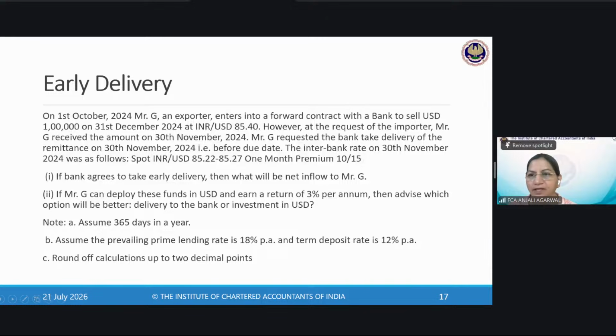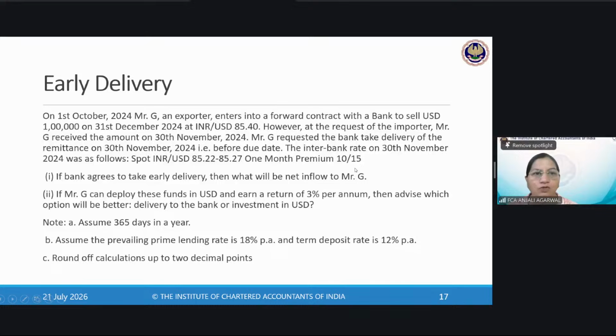The next question that we have is early delivery. So this is your topic on early delivery. What happens when you enter into a forward contract, but you are not able to honor that contract on that date? If you have receivables, your importer in the foreign country says he wants to pay early, or if you have payables and you get funds from somewhere, and that person says, okay, if you want to make the payment early. So that's the concept of early delivery.